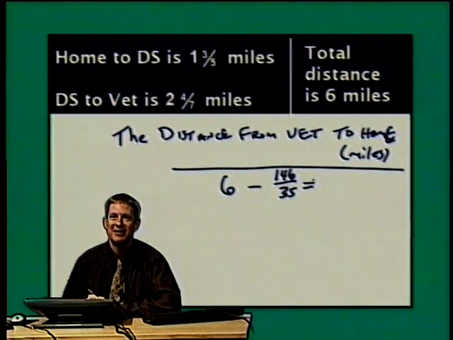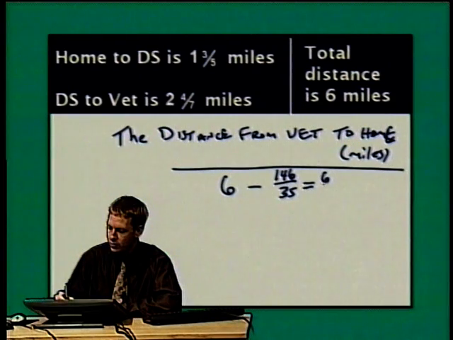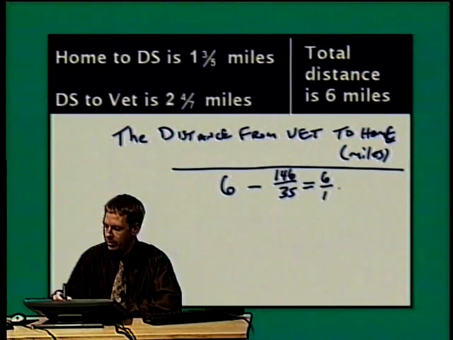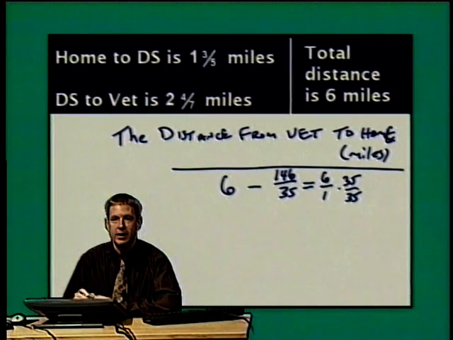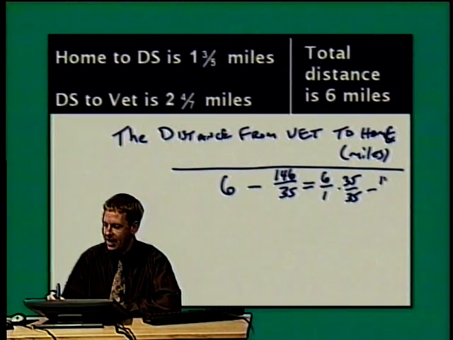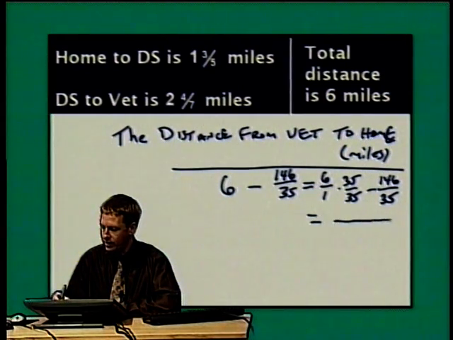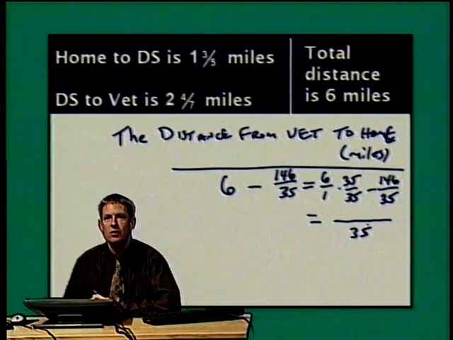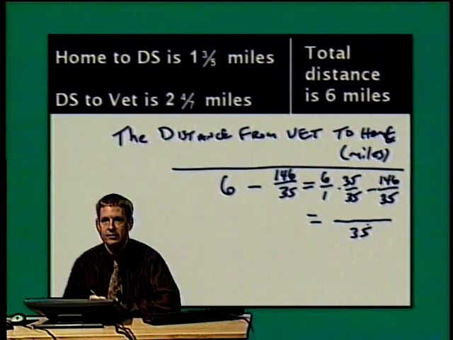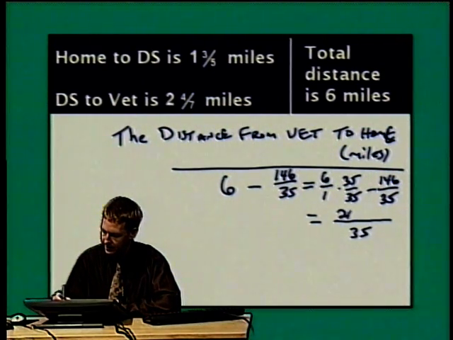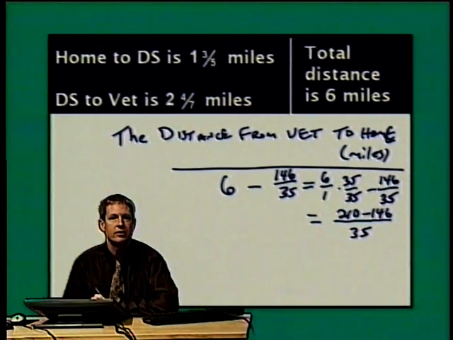6 clearly does not have a denominator of 35, so I'm going to go ahead and write 6 as 6 over 1 and multiply by 35 over 35. And I need to subtract from that 146 over 35. I have my common denominator of 35. So all I need to do is simplify my numerators and find the difference. The first numerator is 6 times 35, which is 210. I still need to subtract the 146. 210 minus 146 is 64.